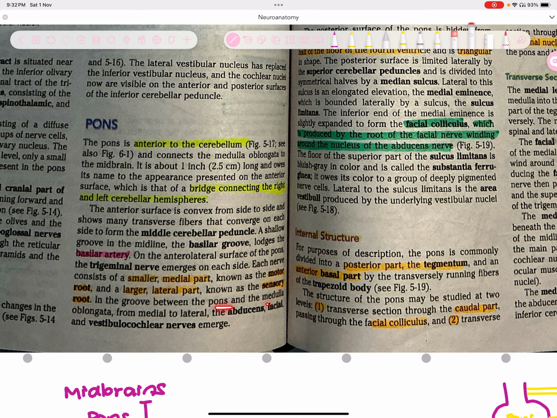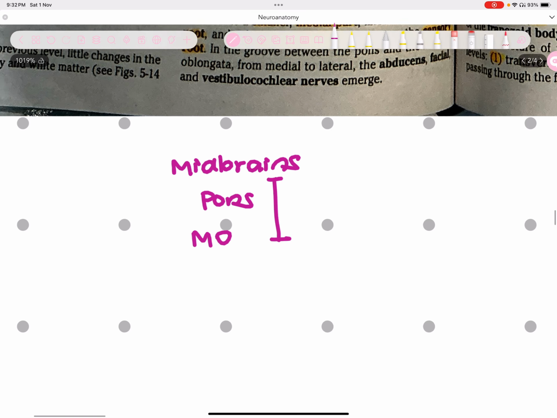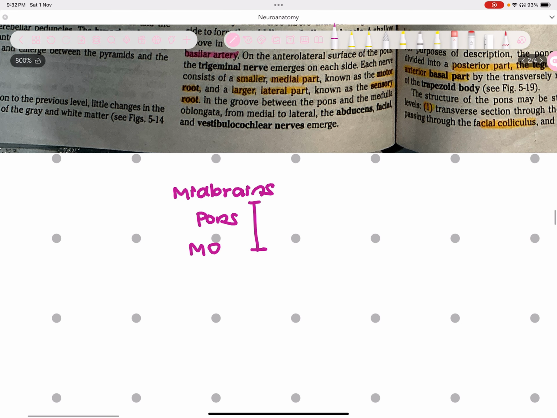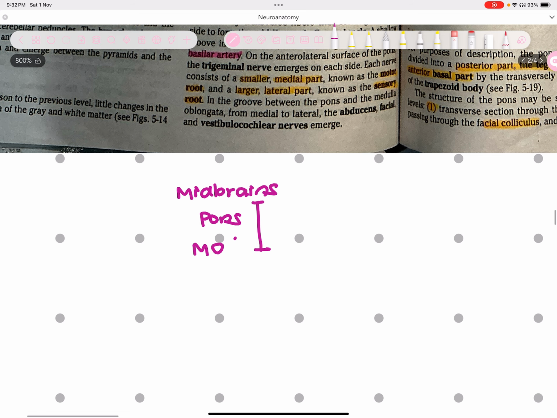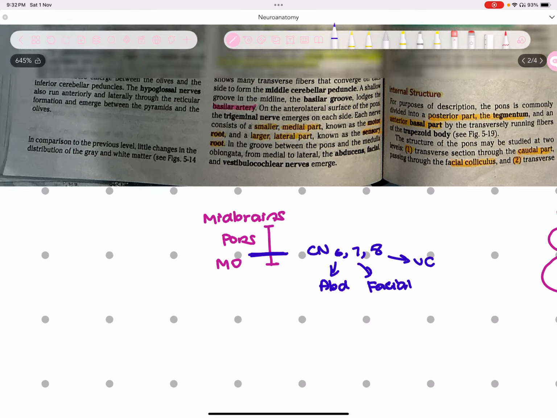In the groove between the pons and the medulla oblongata, from medial to lateral, the abducens, facial, and vestibulocochlear nerves emerge. Now, this is very important. This is something that you should know. Actually, this should be highlighted, so I'll write it down here so that you don't forget it. In the junction between your pons and medulla, right here, you have cranial nerves 6, 7, and 8, which are the abducens, facial, and vestibulocochlear nerves. So right at this junction.